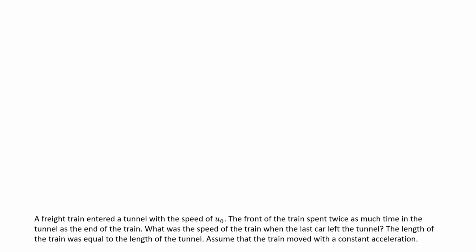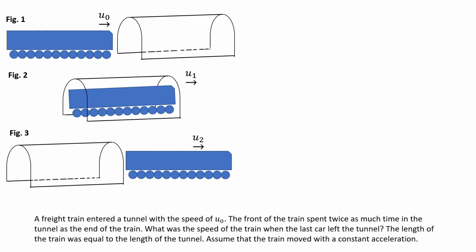The length of the train was equal to the length of the tunnel. And we're going to assume that the train moved with a constant acceleration. So let's see what's going on. There are actually three figures we want to make. Here they are. The first figure is the situation when the train is just about to enter the tunnel. It has a velocity of u naught.